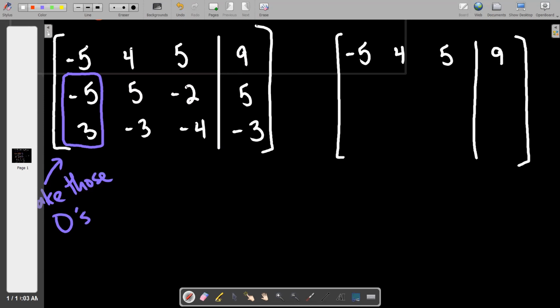Got it? He's like my worker bee. And so the top row is my worker. He's the one that's going to stay solid. And it's the bottom two rows that are going to change now as I do row operations.